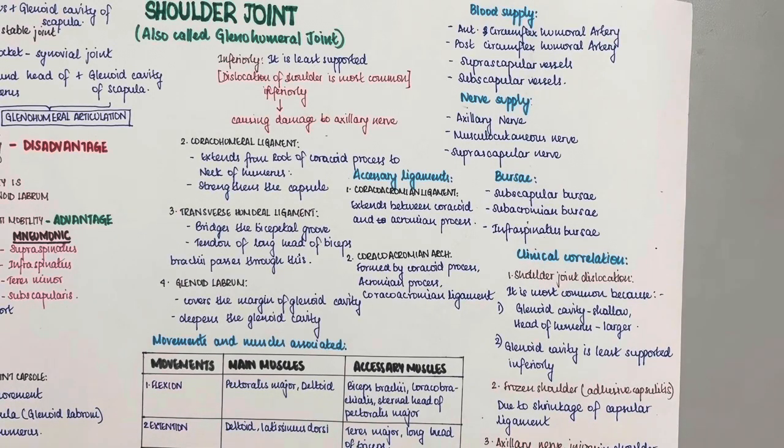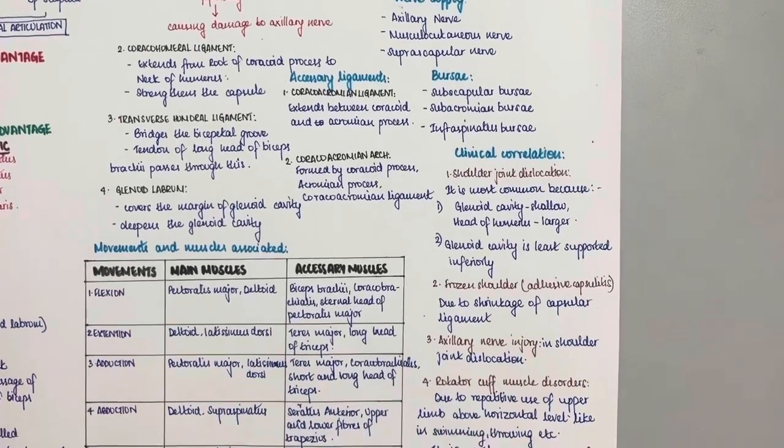It is most common because we already saw that the glenoid cavity is very small and the head of humerus is 4 times larger than the glenoid cavity, and inferiorly it is very least supported, so the shoulder joint dislocation could most commonly occur through the inferior part. And next one is the frozen shoulder.